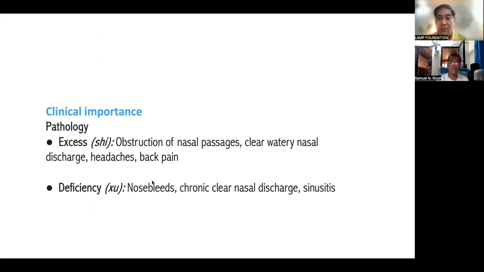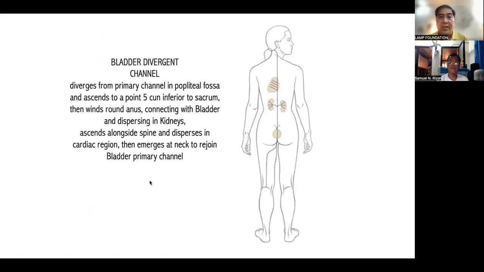So if it's excess, you have to sedate, no? Clear watery nasal discharge, headaches, and back pain. It is a deficient condition if there is nosebleed, chronic clear nasal discharge, and sinusitis. Then we go to the divergent channel, okay?